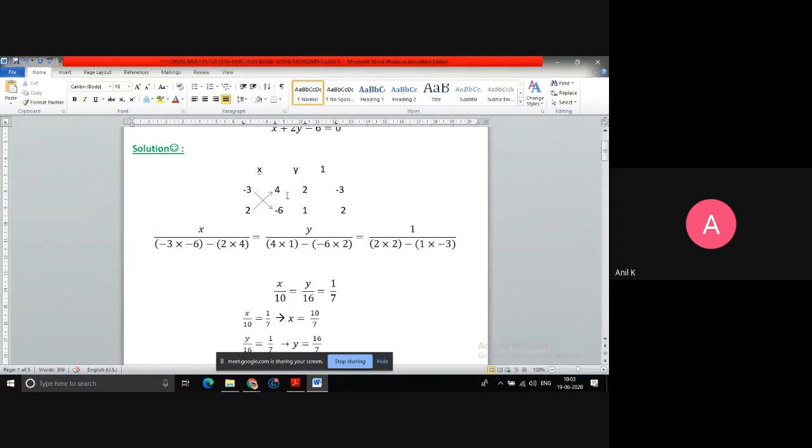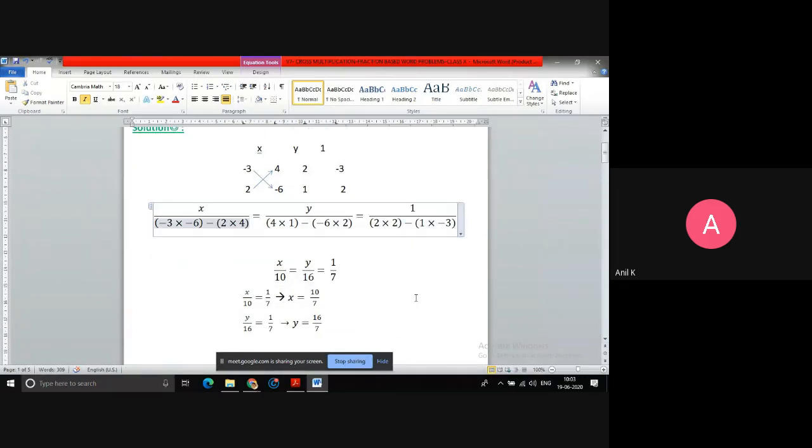Now the process goes on. Then 4 multiplies with 1. So 4 into 1 is 4. Then 2 multiplies with -6. So 2 into -6, or -6 into 2, I have written here. Again, both multiplications will be subtracted with the minus sign. Then 2 into 2 is 4. So here I multiplied this 2 into 2. Then 1 into -3 is written here. Again, both multiplications are subtracted. So this minus sign between the two terms will always come from the formula.